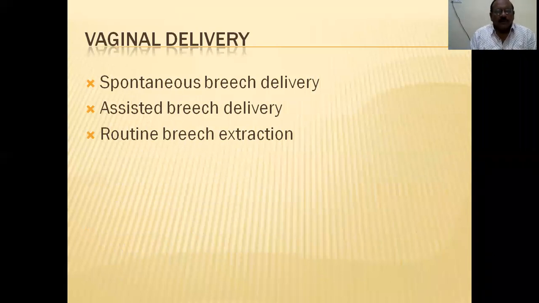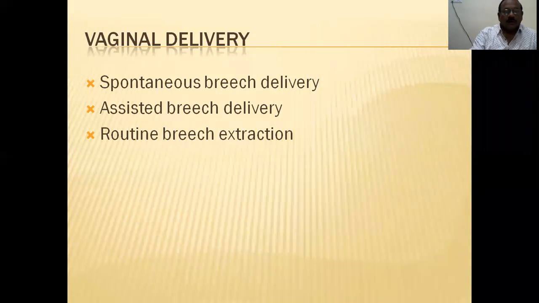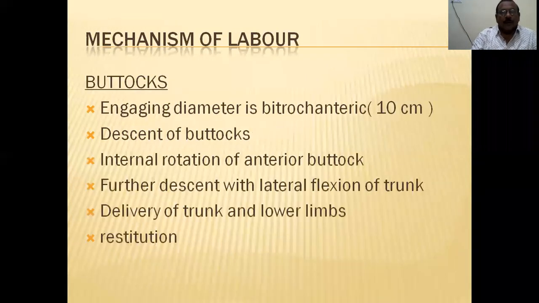Coming to the delivery, the modes of vaginal delivery in breech are spontaneous breech delivery, assisted breech delivery, and total breech extraction. Mechanism of labor: the buttocks engaging diameter is bitrochanteric, or bi-iliac diameter, that is 10 centimeters.